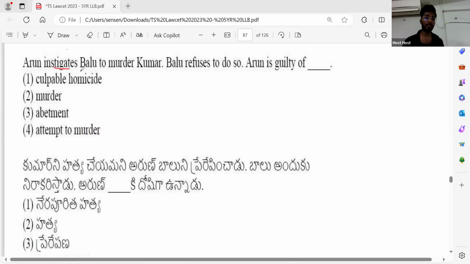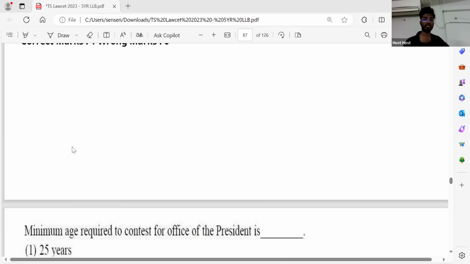Arun instigates Balu to murder Kumar, which means that Arun is telling Balu, hey Balu, you go and kill Kumar. Balu refuses to do so. Balu is saying, no, I will not do it. Now, Arun is guilty of what? Very good. He's guilty of abetment. What is the meaning of abetment? Abetment is to encourage or provoke somebody to do something. Arun has provoked Balu to go and kill Kumar. So that becomes abetment. Very good, guys.